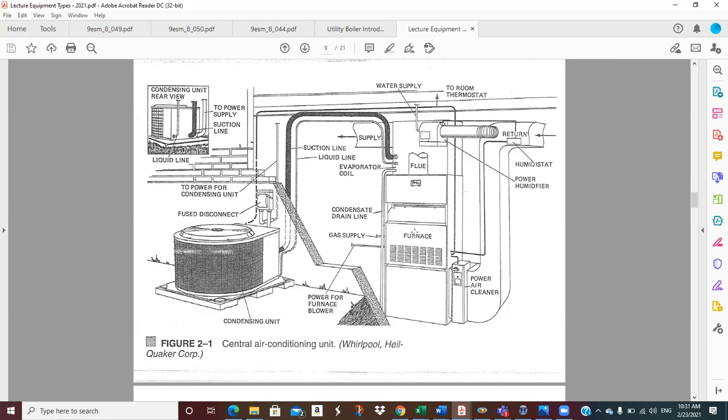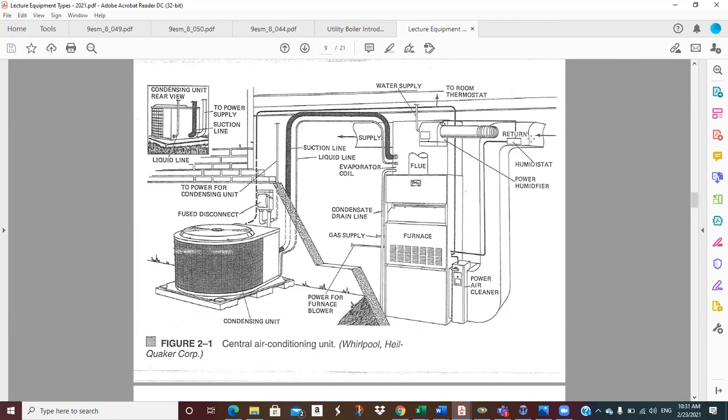So if the thermostat's calling for heat, this thing shuts down, and I've got my gas furnace producing hot air, and it's blowing that hot air across that evaporator coil, but the coil is dead. You've got a pressure drop, and the air is just passing across it. And then it goes out to the system.